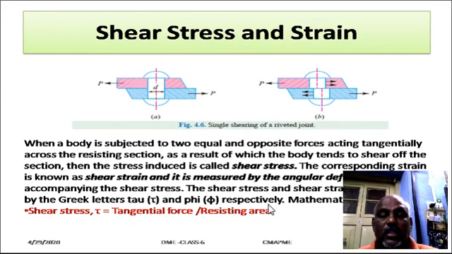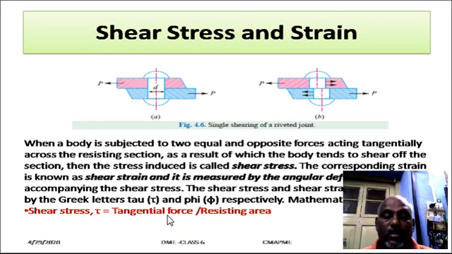What is shear stress and shear strain? When a body is subjected to two equal and opposite forces acting tangentially across the resisting section, as a result of which the body tends to shear off the section, then the stress induced is called shear stress. When we apply equal magnitude of load tangentially, shearing failure and shearing stress will be induced. The shear stress is denoted as tau and shear strain is denoted as phi.